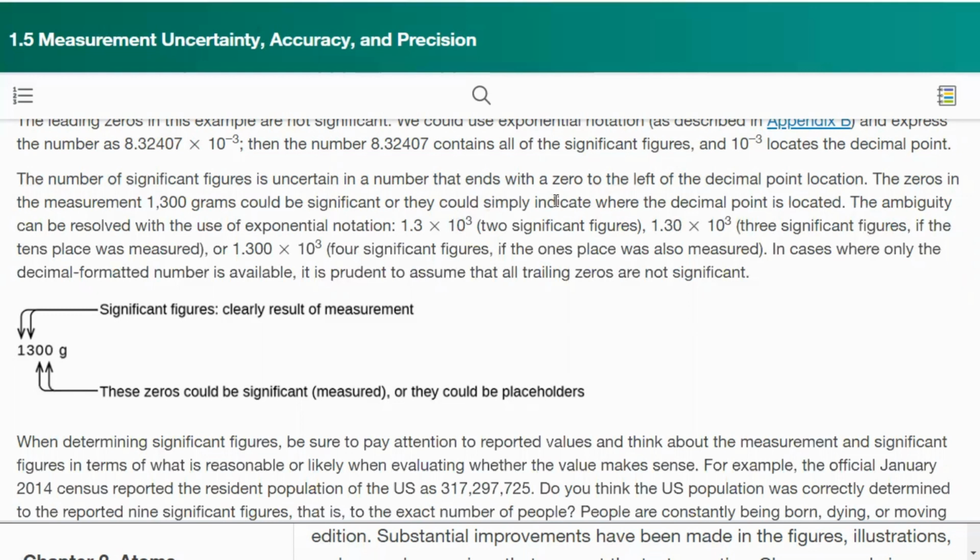The ambiguity can be resolved with the use of exponential notation. 1.3 times 10 to the third is 2 significant figures. 1.30 times 10 to the third is 3 significant figures if the tens place were measured, or 1.300 times 10 to the third, 4 significant figures if the ones place was also measured. In cases where only the decimal formatted number is available, it is prudent to assume that all trailing zeros are not significant.